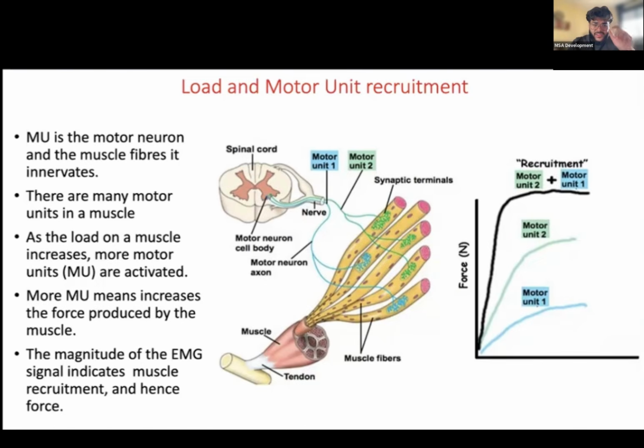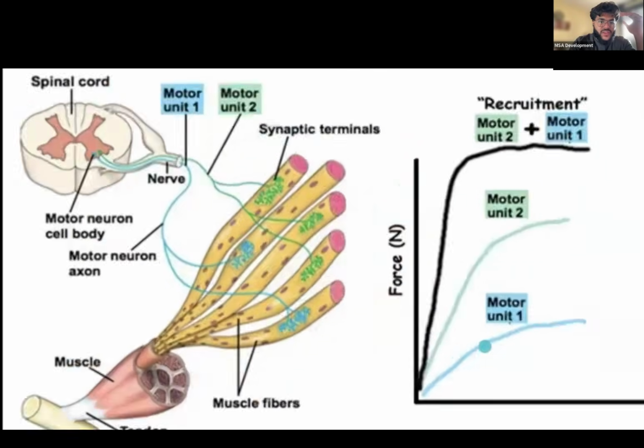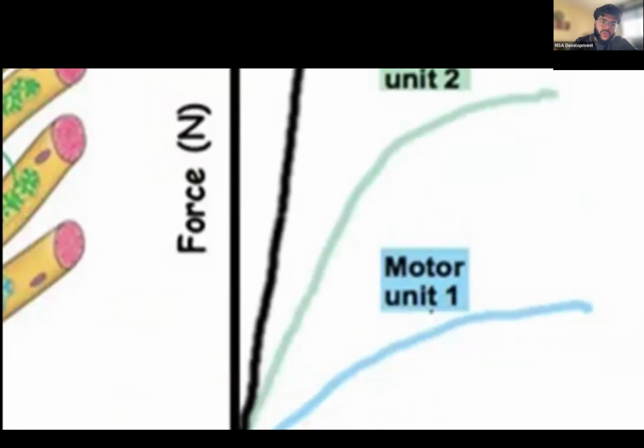This is where your EMG becomes useful, because the magnitude of the EMG becomes much larger when multiple motor units are being recruited. As you can see over here, when one motor unit is being recruited, there's force, of course, but this force is not enough to lift the load that we want to. So then you recruit the second motor unit, and now the first and second motor units combine together and lead to a much greater force being produced.